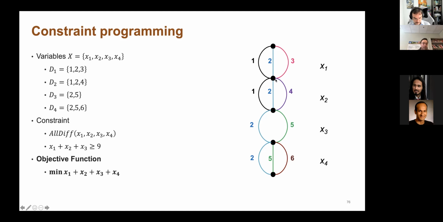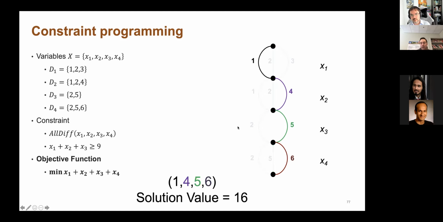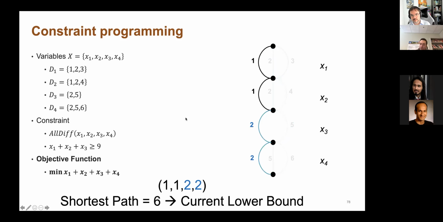And so every path here, we've been focusing on binary optimization problems, but now we're going to talk about general discrete optimization problems. Every single path will correspond to a solution. So for example, the solution 1, 4, 5, 6 is a valid solution. You get a solution value of 16. But of course, there will be paths here that are not feasible. For example, 1, 1, 2, 2, which is the best bound you can get if you don't do any other kind of inference.